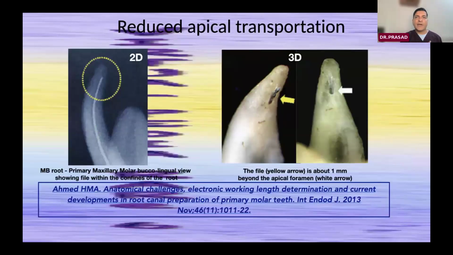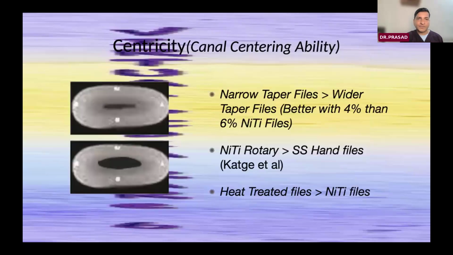It also reduces apical transportation. I have already shown you this X-ray and the three-dimensional picture. So this is what you need to keep in mind. Please read this reference, which is a very good reference from another friend of mine, Dr. Ahmed HMA. He's from Malaysia, and it's a very good article. Though he is an endodontist, he has published a lot of articles on deciduous teeth root canal treatment or endodontics.